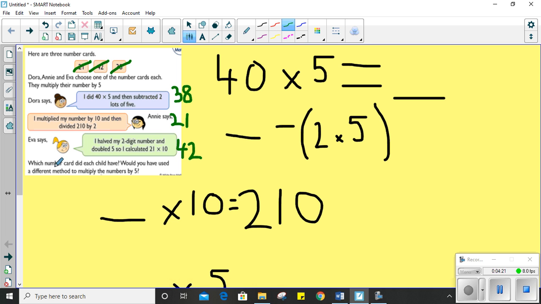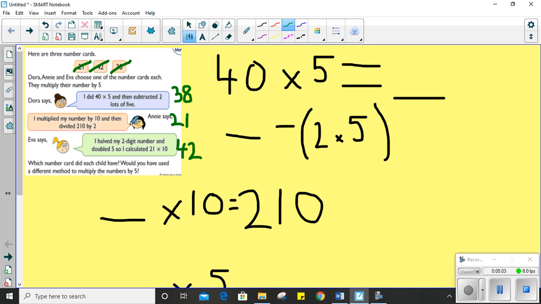Right, there's an extra bit at the bottom though. Which number card did each child have? Right, I've done that. Would you have used a different method to multiply the numbers by 5? Let me see. Right, I did 40 times 5 and then subtracted 2 lots of 5. I might have done 4 times 5 and then times 20 by 10. I might have done that way. That might have been easier. Oh no, that's not what we're doing, is it? To multiply 38 by 5, no, I probably would have done 40 lots of 5 and then took away 2. That's probably right.